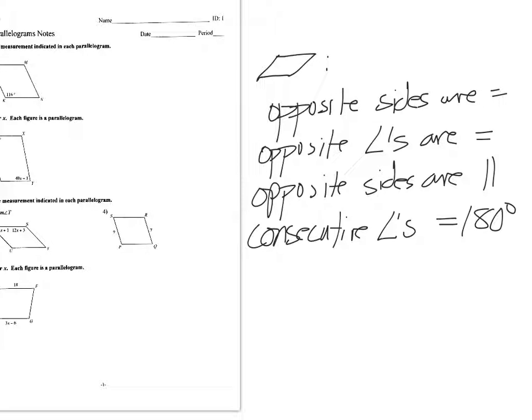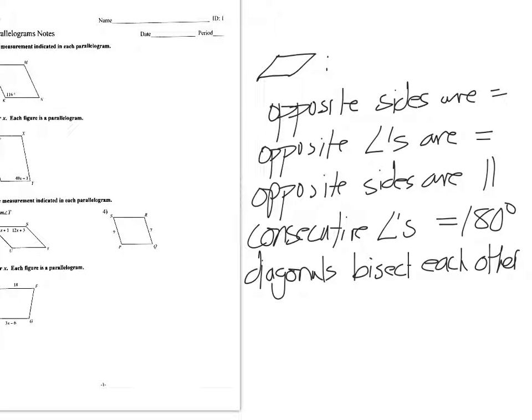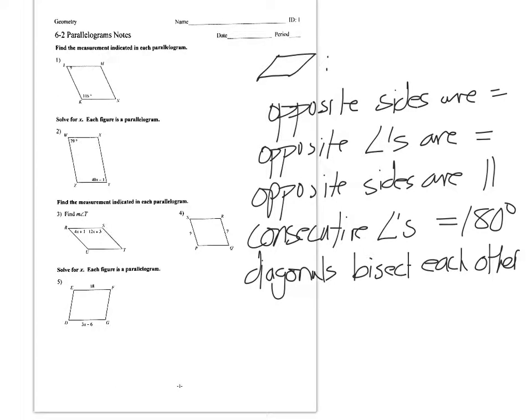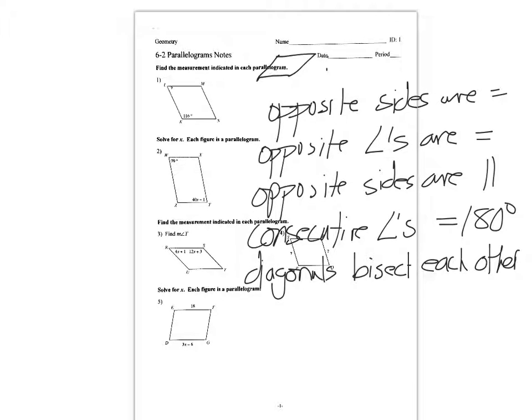The last one has to do with diagonals, so we'll look at a picture with this. Diagonals bisect each other. So it's important you know these characteristics because without them you can't do the problems. I'll give you a minute to write those down. You may want to pause the video to do that. Then we're going to come back over here and do these problems. So let me erase all that stuff.